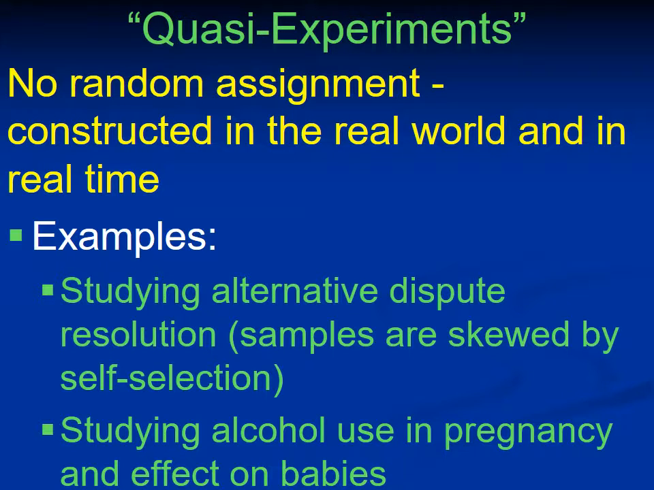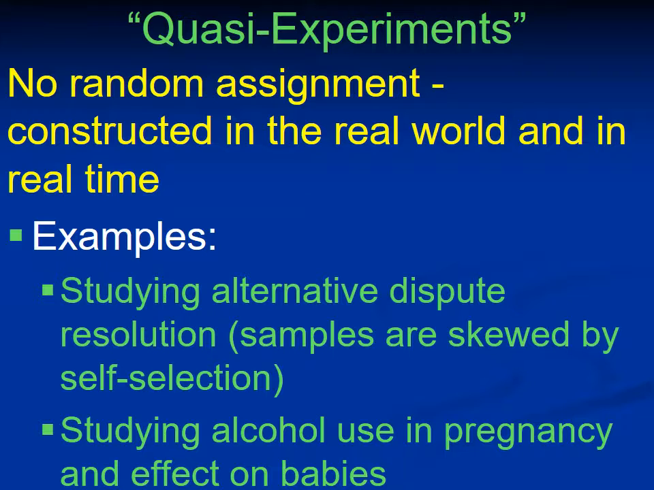Okay, so when I talk about a quasi-experiment, this is going to be an experiment that's basically constructed in the real world and constructed in real time. And even though the researcher is going to try to make the groups as identical as possible on any characteristics she can, quasi-experiments are always going to be vulnerable to internal validity problems because the treatment and control group might not be comparable enough at baseline.